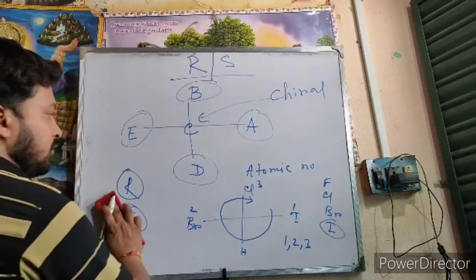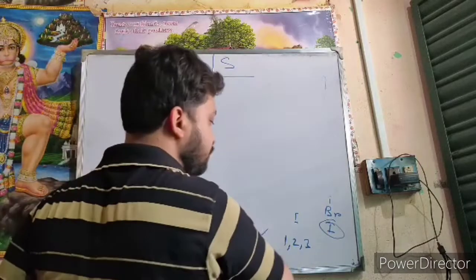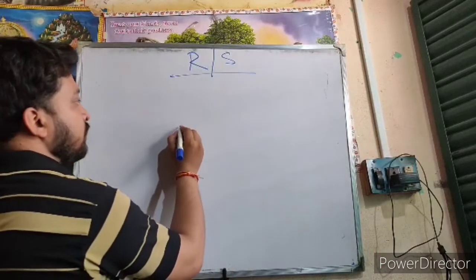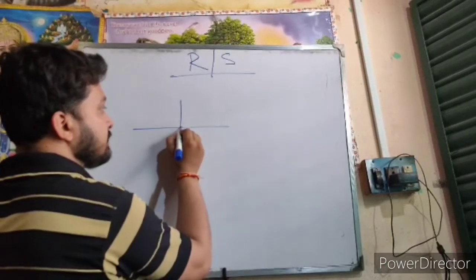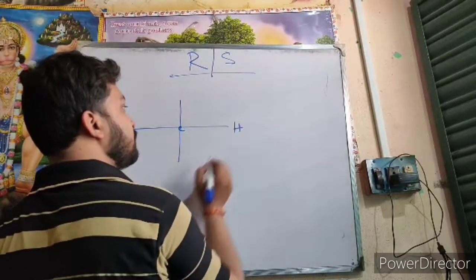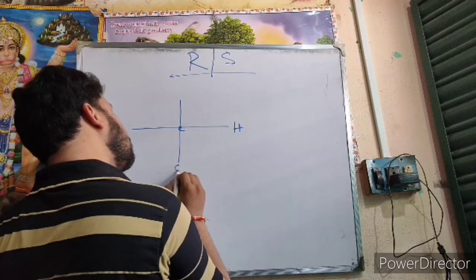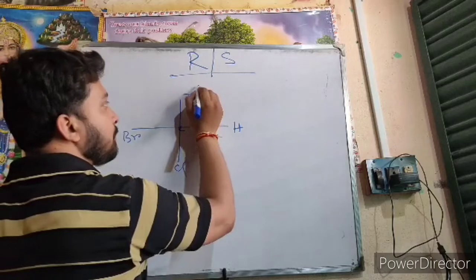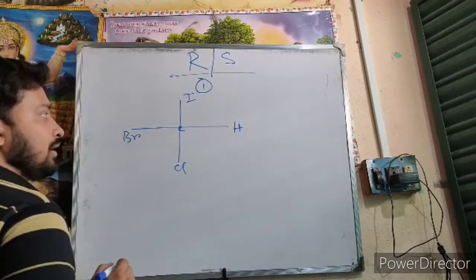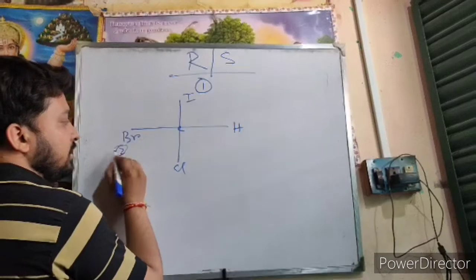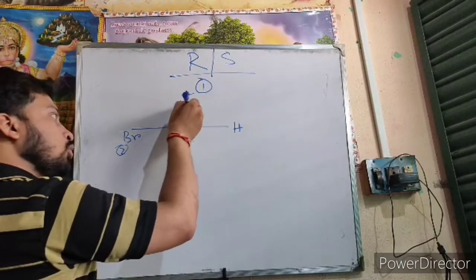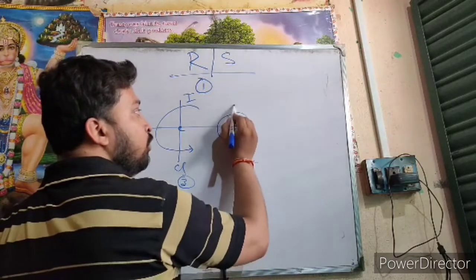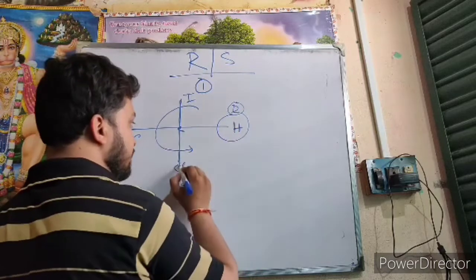Now take one more example. This is C, H, Cl, Br, I. According to the priority by atomic number, this is 1 because it has the highest atomic number, then this is 2, then this is 3. So you rotate it in this way. But there is a limitation: the lowest priority group should be on this line.